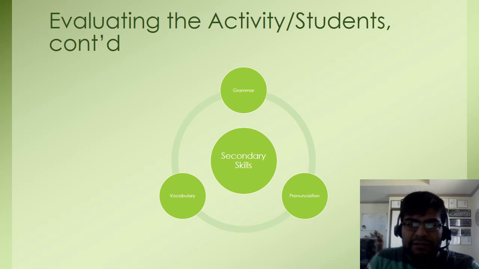The other aspect of student evaluation is secondary skills: grammar, pronunciation, and vocabulary. Grammar and pronunciation tend to go hand in hand since, for example, the phrase "me and my mom." In English, it's acceptable to say "me and my mom." However, it's more polite to say "my mom and I."